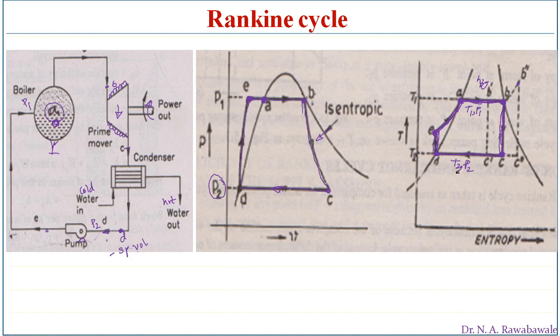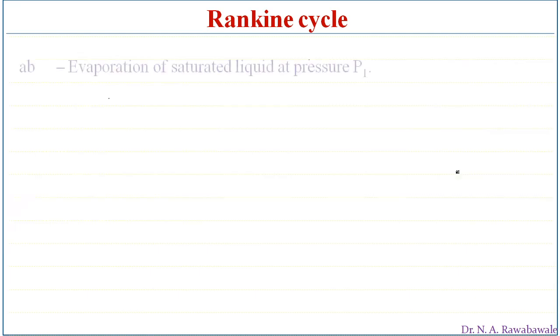And now we will discuss about various processes once again. So coming to this first curve A to B, which was shown on TS and PV diagram, evaporation of saturated liquid at pressure P1. Where pressure P1 is the boiler pressure.